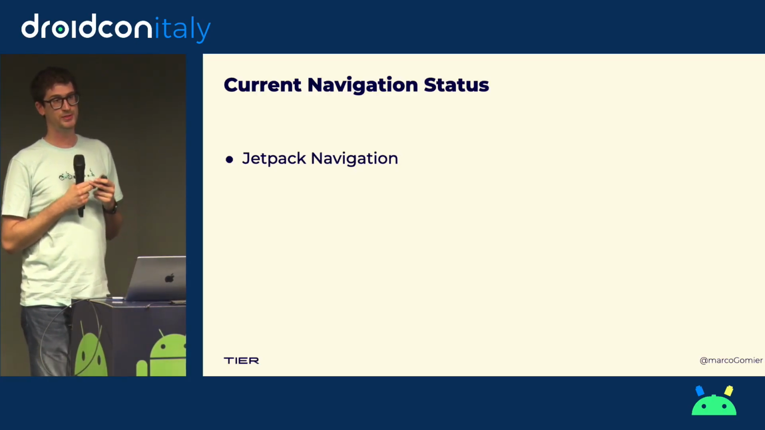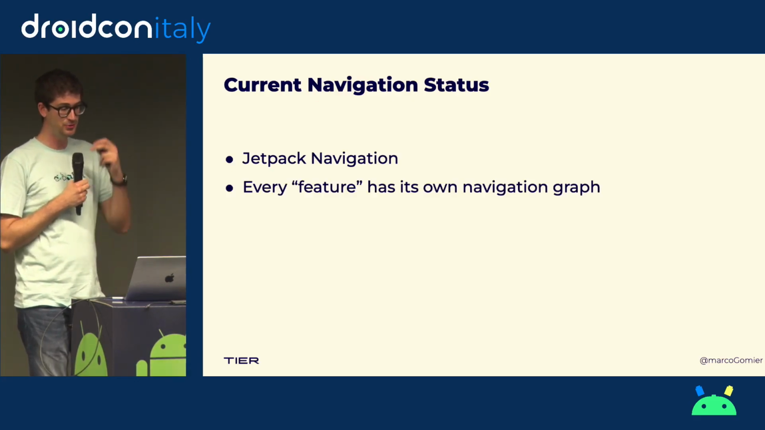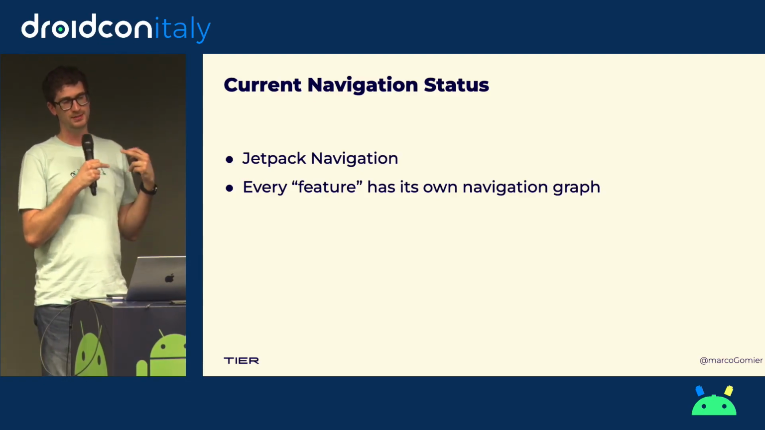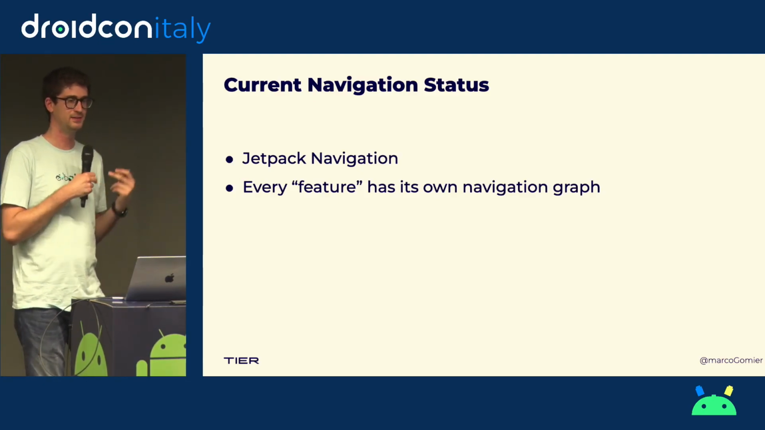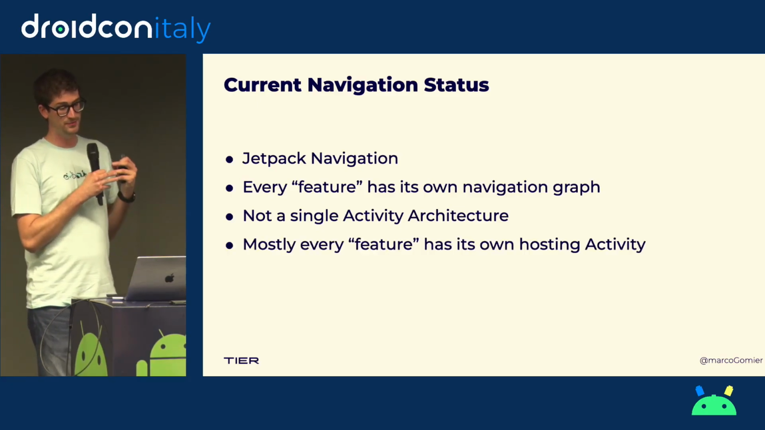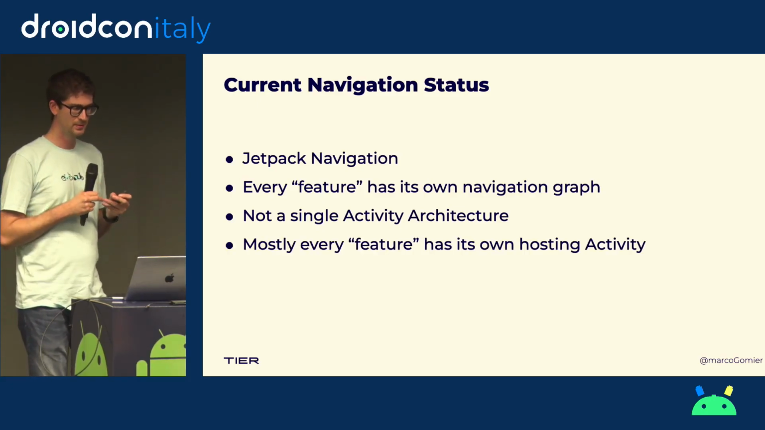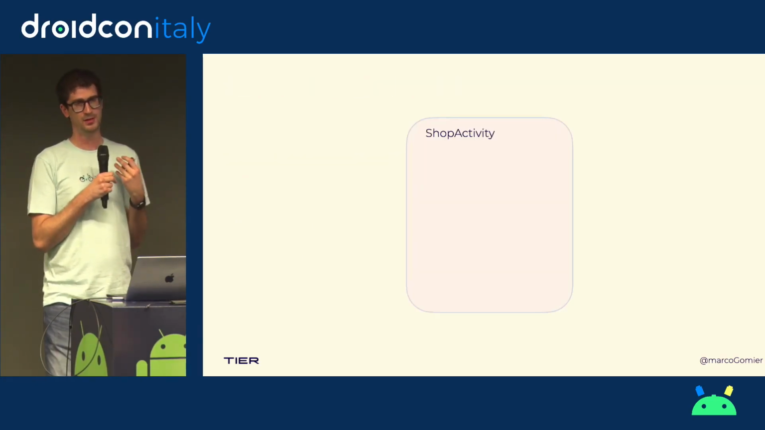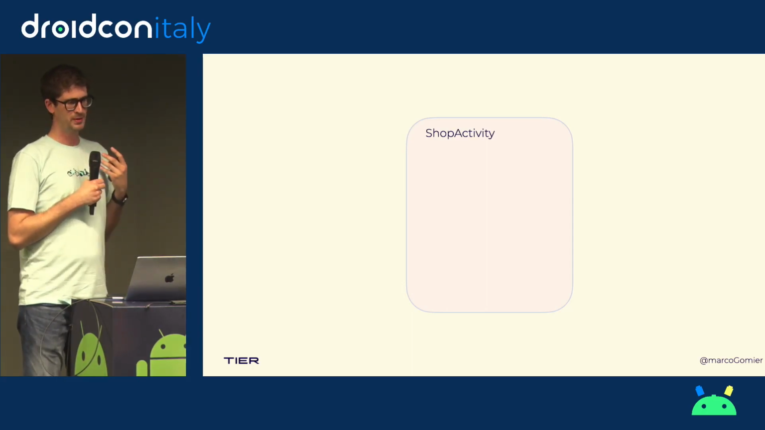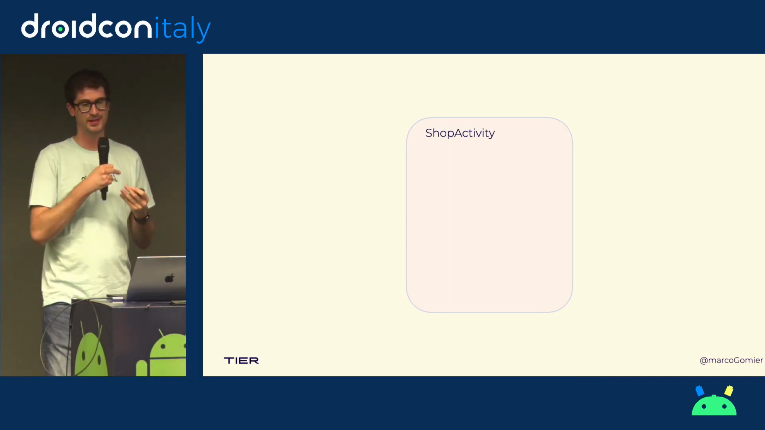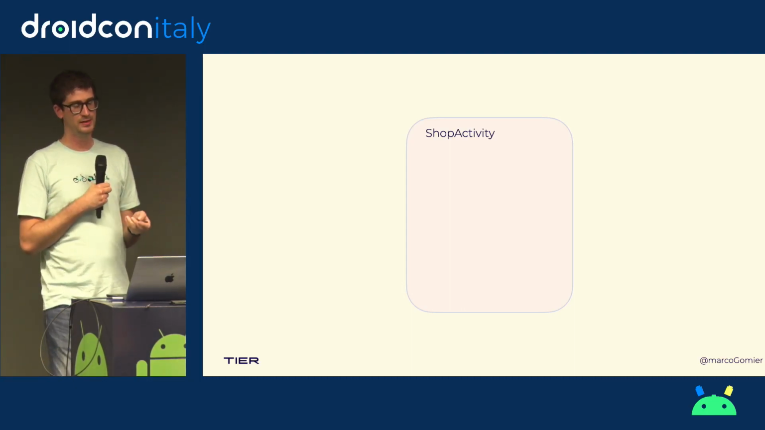And the way we were using Jetpack Navigation is that every feature has its own navigation graph. So for example, for the onboarding, there is a graph. For the shop, there's a graph. For the settings, there's a graph, and stuff like that. So we didn't have a single activity architecture, but rather each feature has its own hosting activity. So let's visualize that a bit. For example, in the application, there's a shop. So there is a shop activity that hosts the shop feature. It has its own navigation graph.